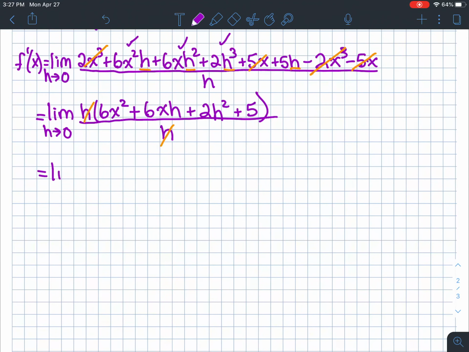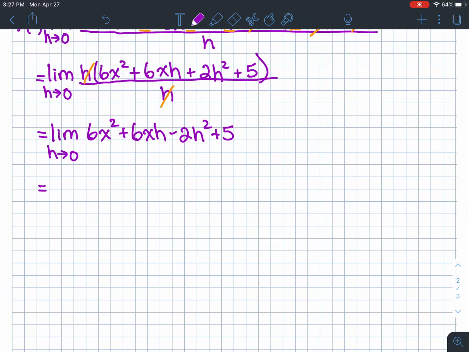And I'm left with the limit as h approaches 0 of 6x squared plus 6xh plus 2h squared plus 5. So now I can go ahead and sub 0 in for h. So that's going to leave me with 6x squared. That's going to be gone, that's going to be gone, because once I sub a 0 in, 0 times 6x will be 0, and 0 squared times 2 will be 0. So then I just have the plus 5.